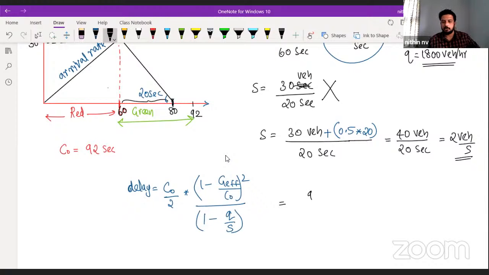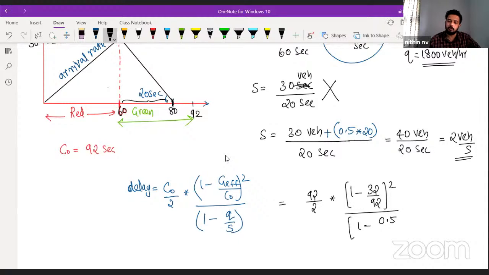C naught is 92. 1 minus effective green time is how much? 92 minus 60, 32. Properly calculate. I am not writing everything. Please tell me what is the answer, everyone. Delay. If I am writing, then you will copy paste. Don't look at the screen. You just calculate it. Don't forget to put square in the numerator.